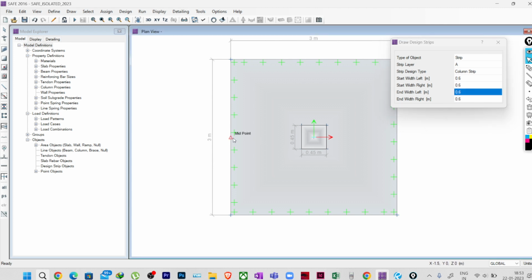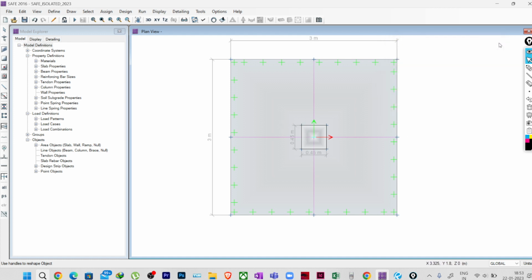Fine. Now we'll be drawing. As it is a concentric footing, the column is at the center itself, so we can easily draw it like this. I will change the strip as B for this direction, and again we will be drawing like this from bottom to top. Okay, so we have drawn the strips here.